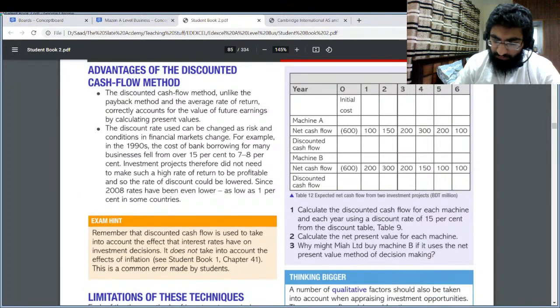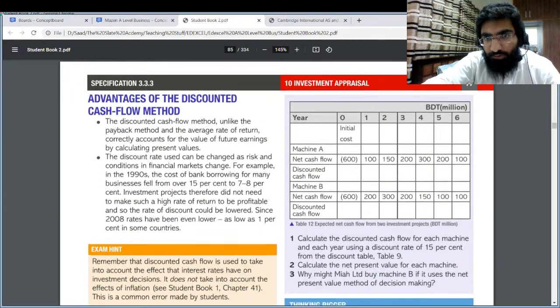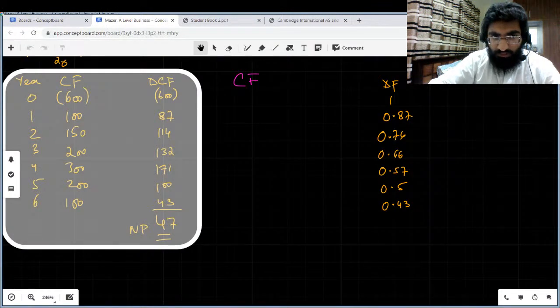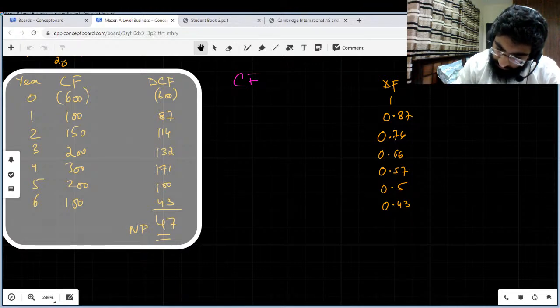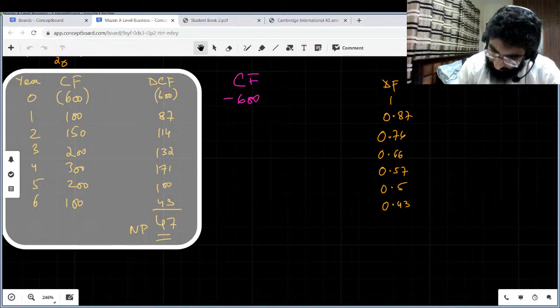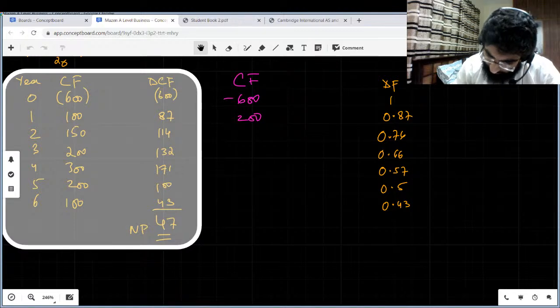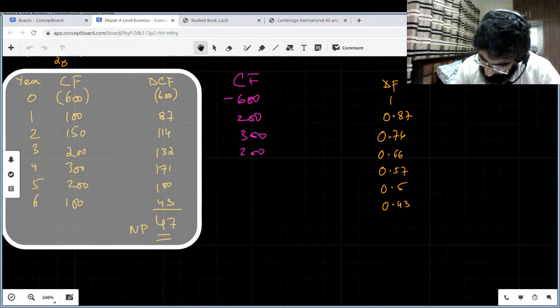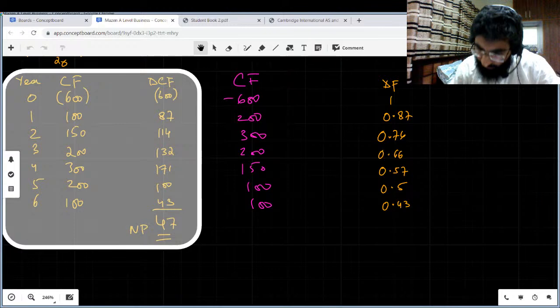Again, minus 600. Where's the table? Can you see it on the screen? It's on page 77 of your book. Come to page 77. Give me again the values, the cash flows. Cash flows: minus 600, 200, 200, 300, 300, 200, 200, 150, 150, and then 100, 100, 100, and 100. Quickly calculate the discounted cash flows.